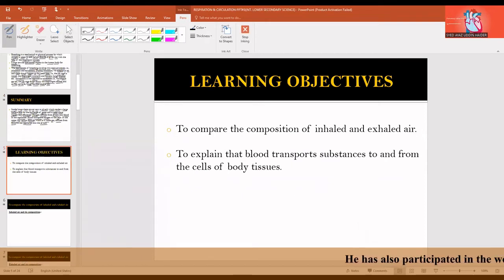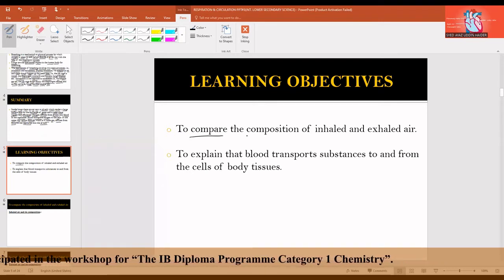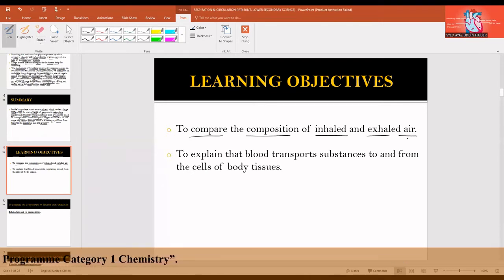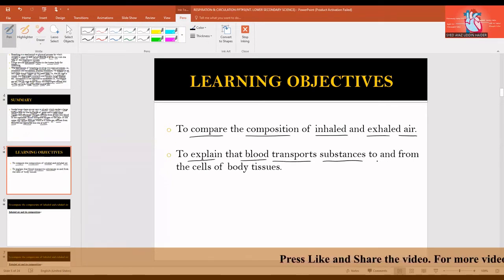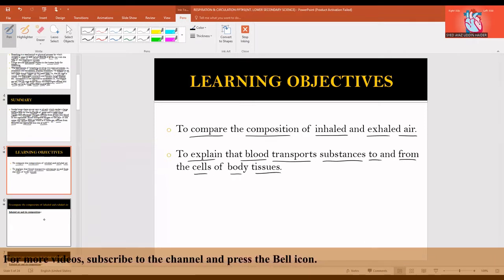Here are the learning outcomes for this lesson. To compare the composition of inhaled and exhaled air, to explain that blood transports substances to and from the cells of body tissues.